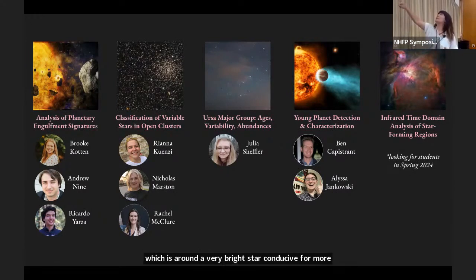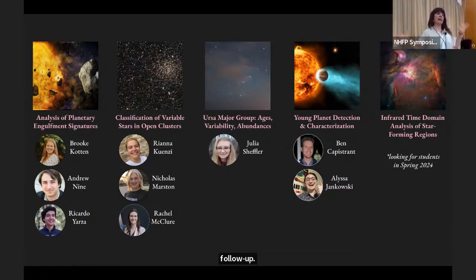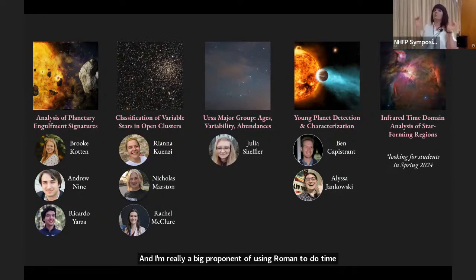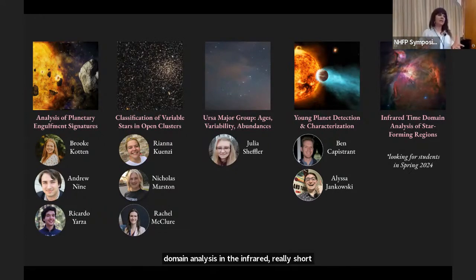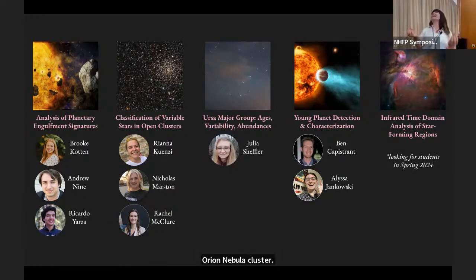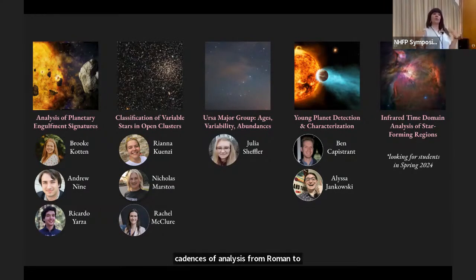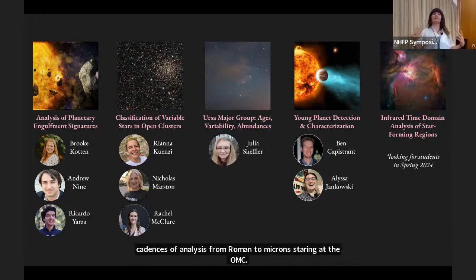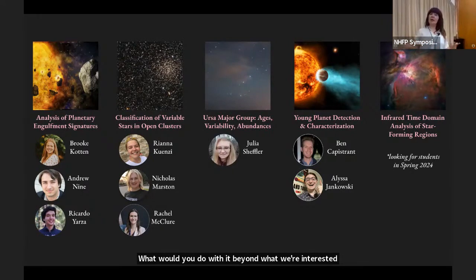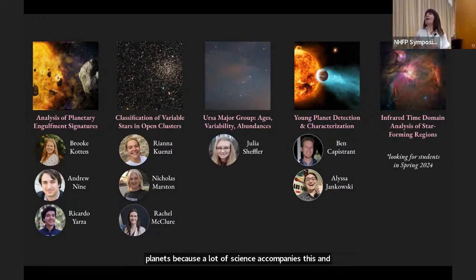And I'm really a big proponent of using Roman to do time domain analysis in the infrared, really short integration times around star forming regions like the Orion Nebula cluster. I'm very interested in, if you had 30 days at 18-second cadences of analysis from Roman, 2 microns staring at the ONC, what would you do with it beyond what we're interested in, which is looking for exomoons around free-floating planets? Because a lot of science accompanies this, and maybe this is a good way to sort of get a community together to have a proposal that would be successful.